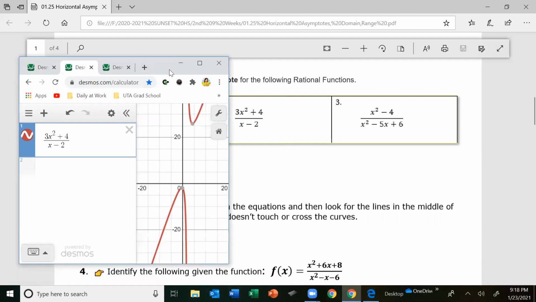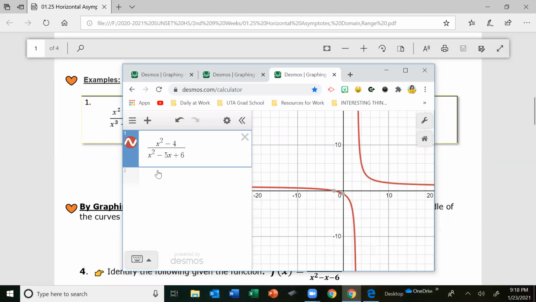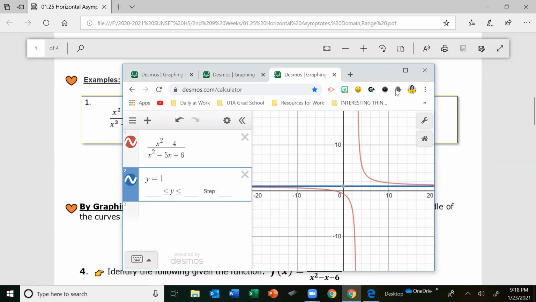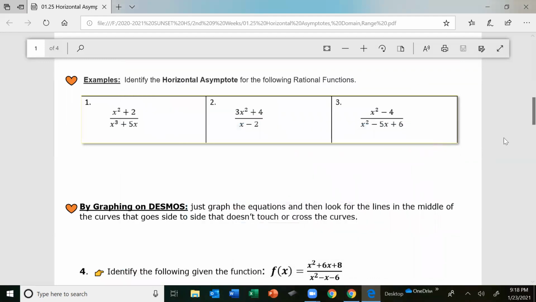So here we go. Let's go to the third one. The third one says x squared minus 4 over x squared minus 5x plus 6. And this is how the graph looks, okay? Because when you divide the coefficients, you have 1 over 1. So let's go ahead and put y equals 1. And there we go. We have the value right in the middle of the graph right here. And the two curves, in red right here, don't touch the horizontal, okay? So we can confirm by graphing that way.